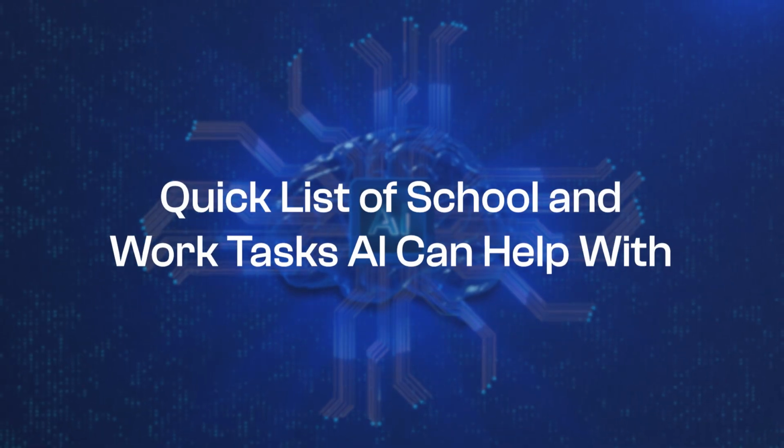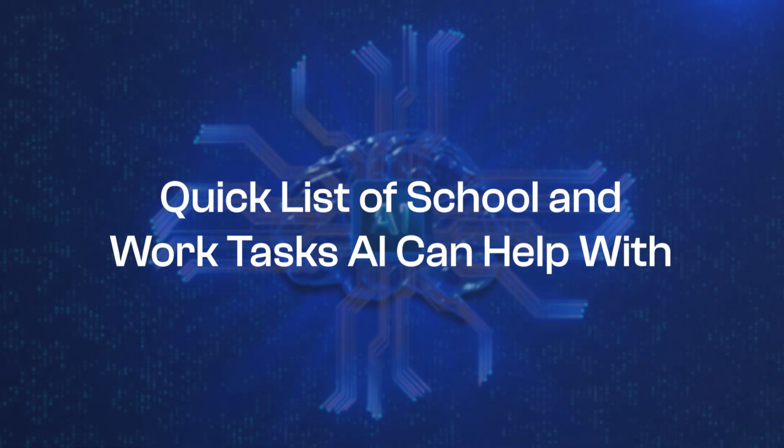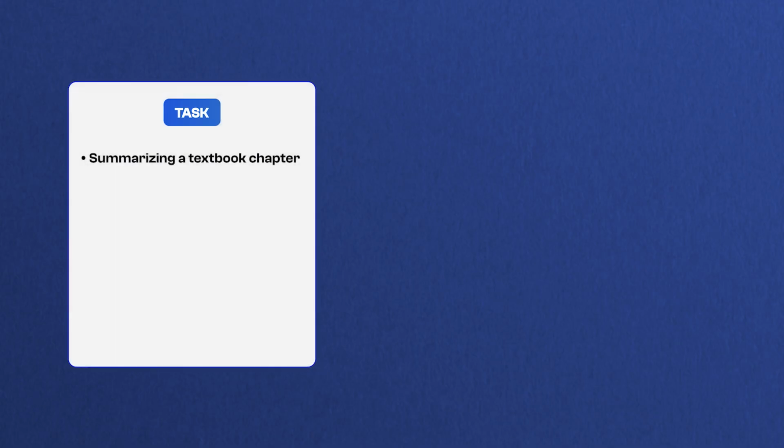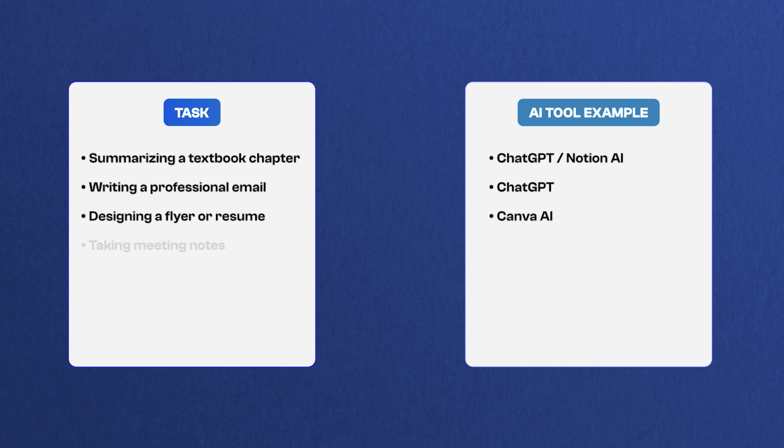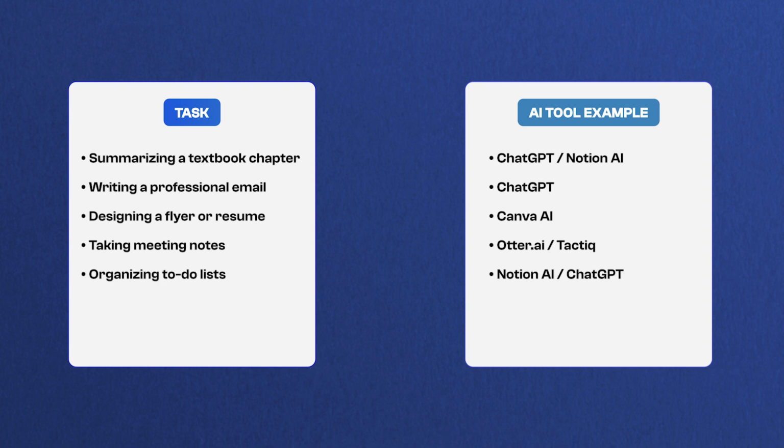Quick list of school and work tasks AI can help with. Summarizing a textbook chapter. Use ChatGPT or Notion AI. Writing a professional email. Use ChatGPT. Designing a flyer or resume. Use Canva AI. Taking meeting notes. Use Otter AI or Tactic. Organizing to-do lists. Use Notion AI or ChatGPT. Creating LinkedIn content. Use ChatGPT and Grammarly.